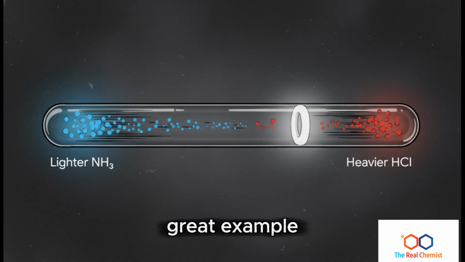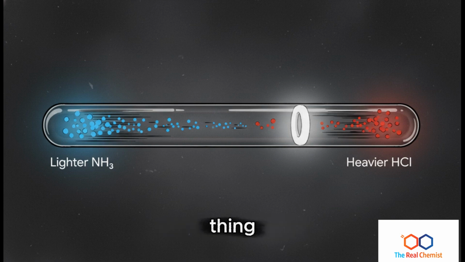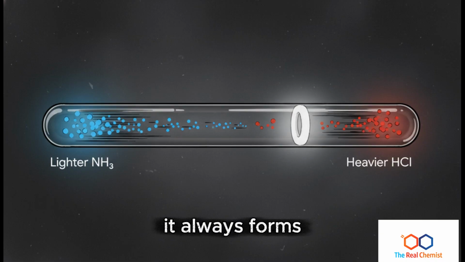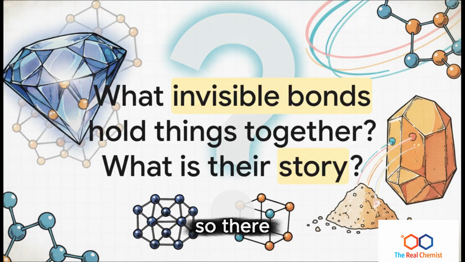Diffusion is another great example. Imagine you have some ammonia gas at one end of a tube and some hydrogen chloride gas at the other. They're both going to start spreading out. But here's the thing. The ammonia molecules are lighter, so they move faster. That means when the 2 gases finally meet and react to form that little white ring you see, it always forms closer to the side where the heavier, slower hydrogen chloride started. Pretty neat, huh? So there you have it.